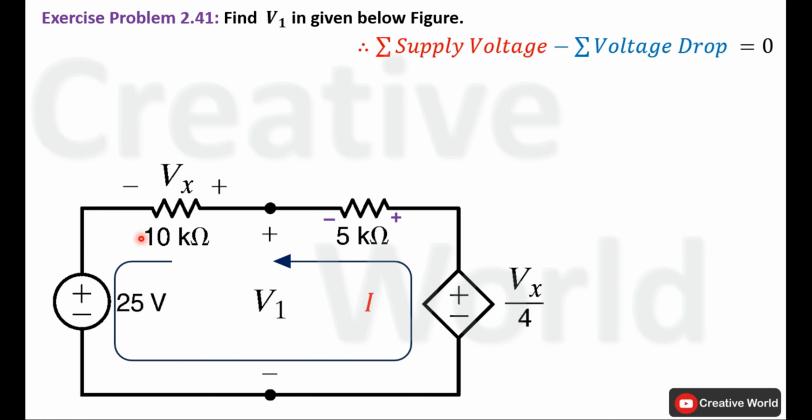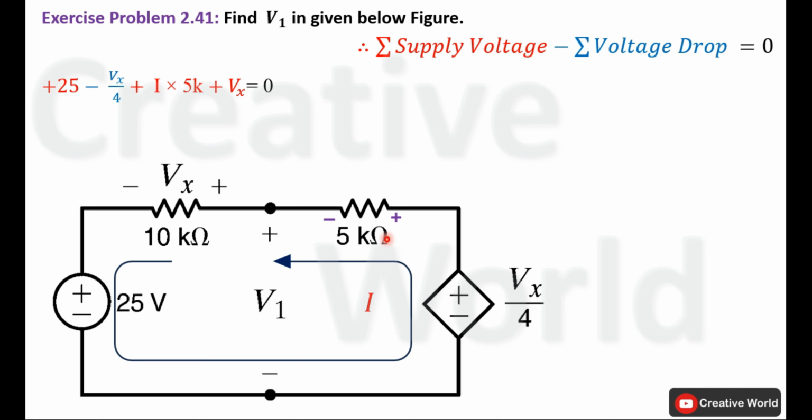Now write KVL equation for this closed loop. Start from 25 volt. Current entering terminal is positive, so 25 volt will be taken with positive sign. Move to next element. Current entering terminal is negative, so voltage across this dependent voltage source, Vx divided by 4, will be taken with minus sign.